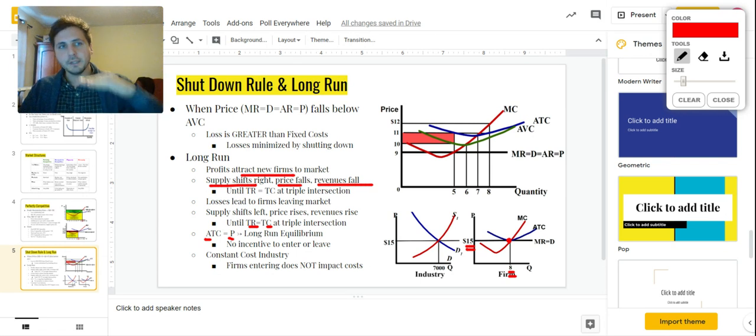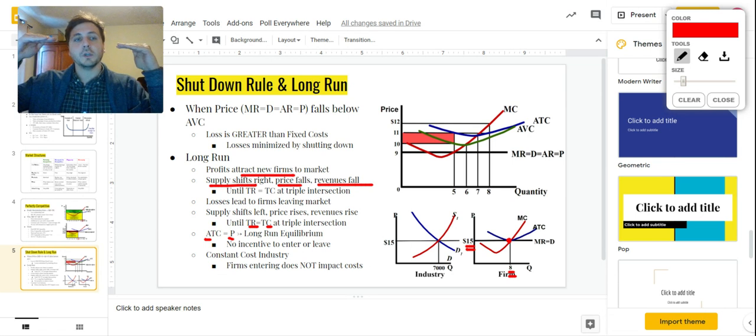Because any change in the price is going to have a direct impact on revenues. So if price goes up, revenues are going to go up. Price goes down, revenues are going to go down.